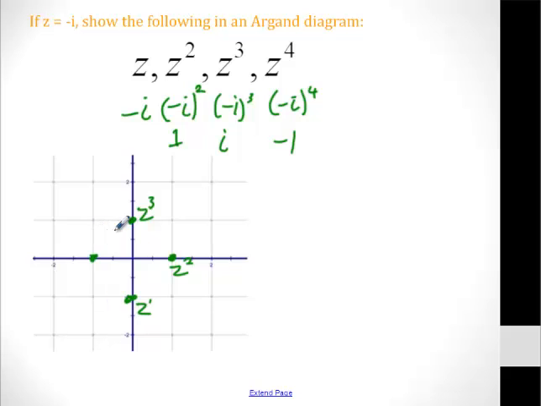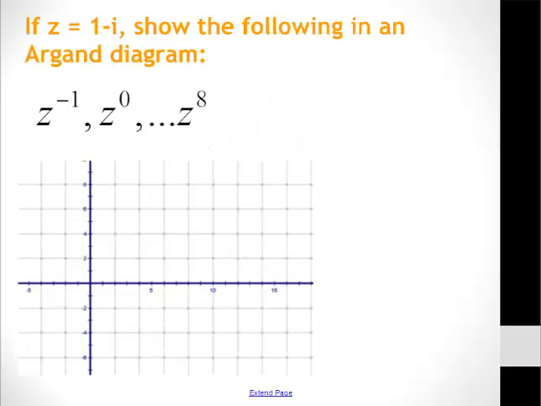Now remember, if you forget how to simplify i to a power, there's an i button on your calculator. If you hit alpha, then second, and then the decimal button, that's where i is. And this is z to the fourth. Notice how it rotates. This one started at 270, and for every time I multiplied it, it rotated 90 degrees around the circle. That's going to help us as we go on further.